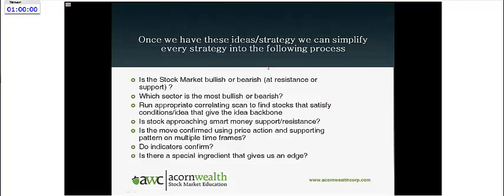So once we've gauged the market, not through guesswork, but through drawing on the trend lines and support and resistance, we can then ask which sector is the most bullish or bearish, and then go through and look at those sector spiders. And this will allow us to funnel down a little further to where the hot stocks may be. And then, as I mentioned, run the appropriate scan based on what we've discovered that could find stocks that give that idea backbone.